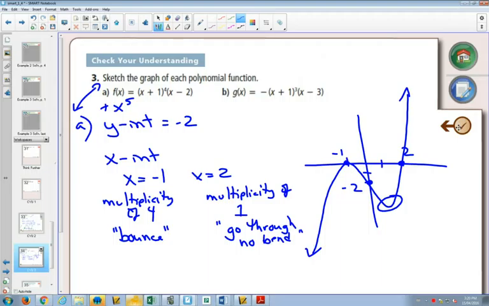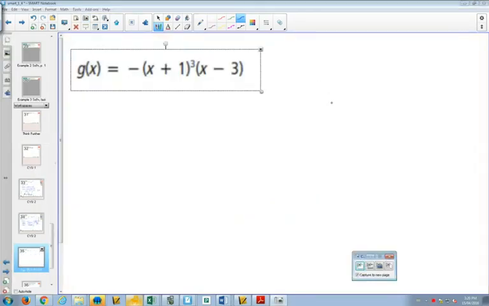Well, the next one's going to have a multiplicity of 3. So we're going to look at this one next. Let's get a new page for this. So let's look at part B. Again, your y-intercept here. Plug in 0 for x.